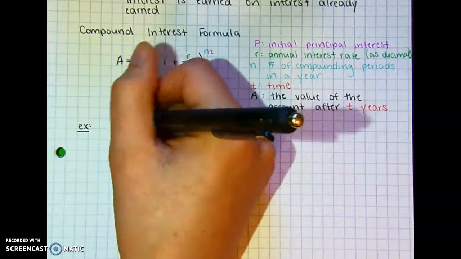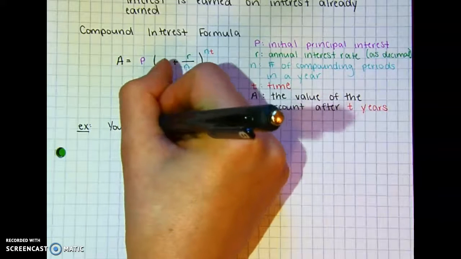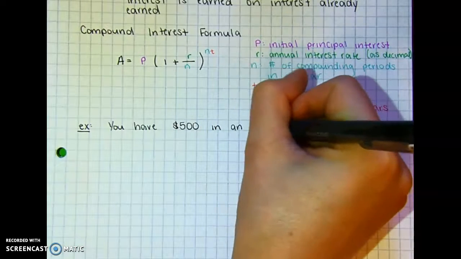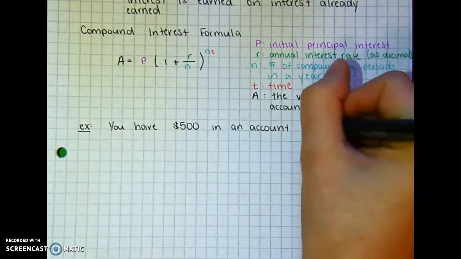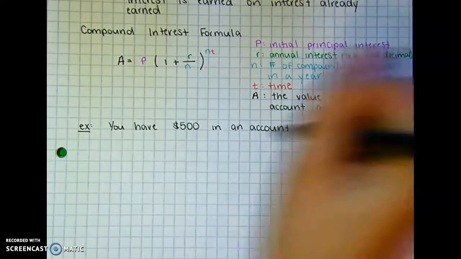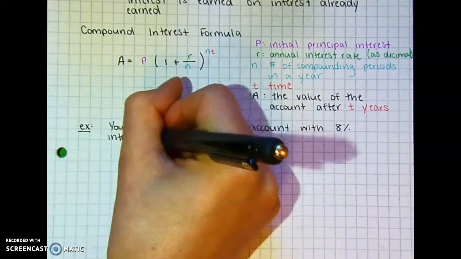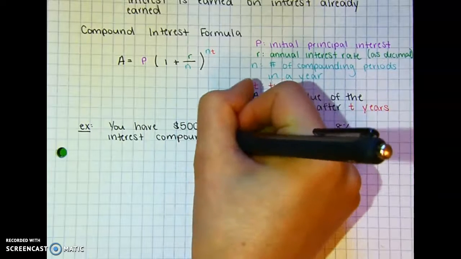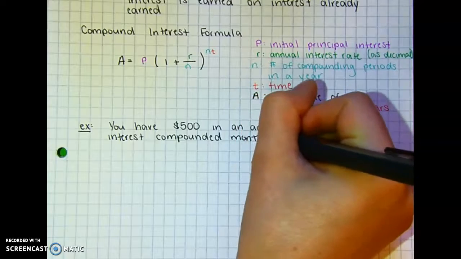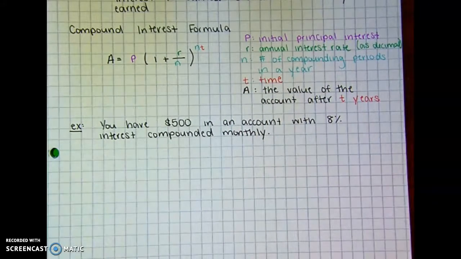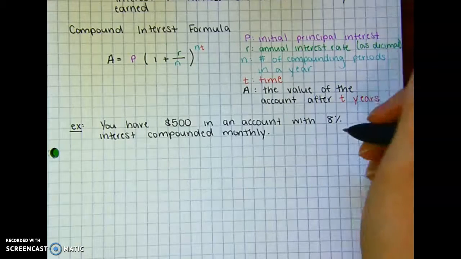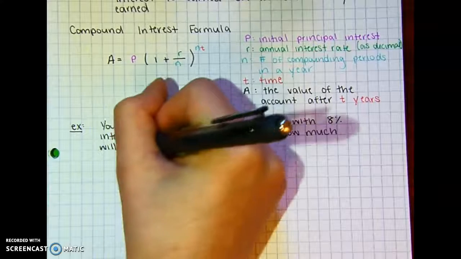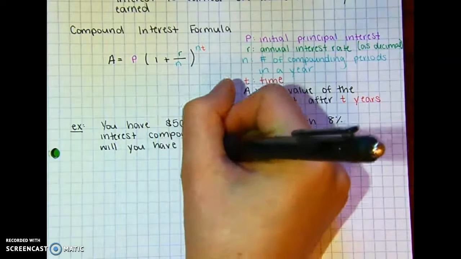All right, so let's say you have $500 in an account with 8% interest compounded monthly. How much will you have after 8 years?